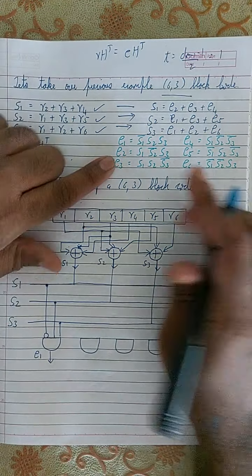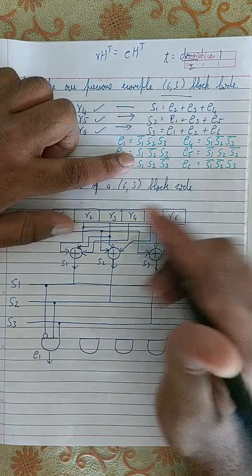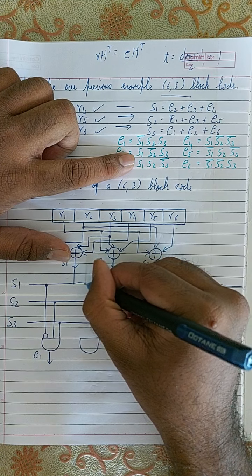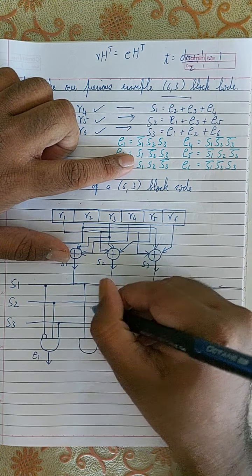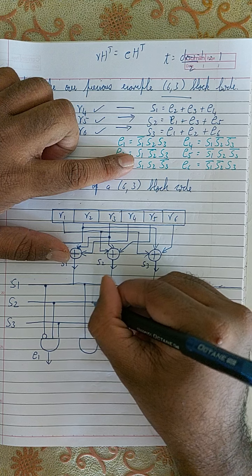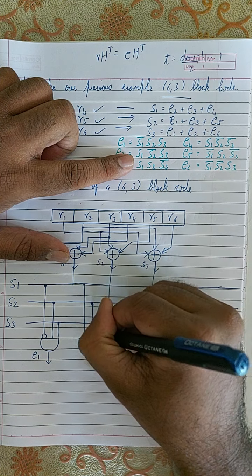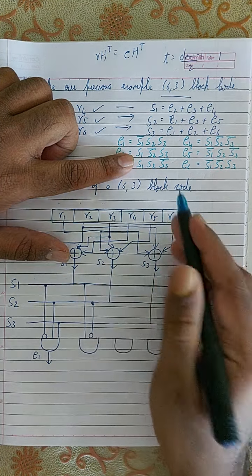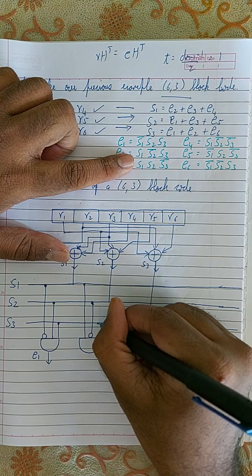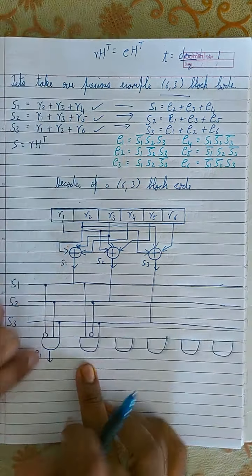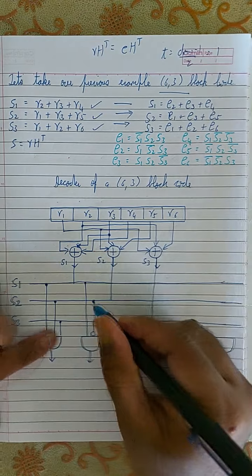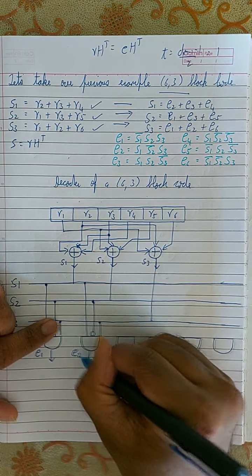What is the equation for E2? S1, S2 bar, S3. So you need a circle over here, a bubble, on S2, and then S3. So this is the equation for E2. That is, E2 is equal to S1, S2 bar, S3. So you found the equation for E2.